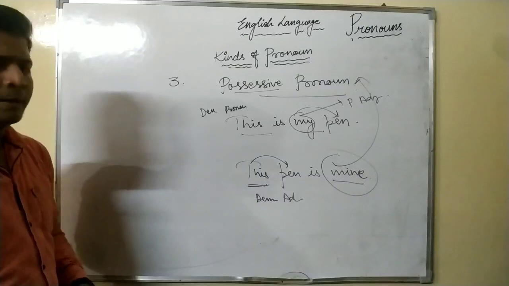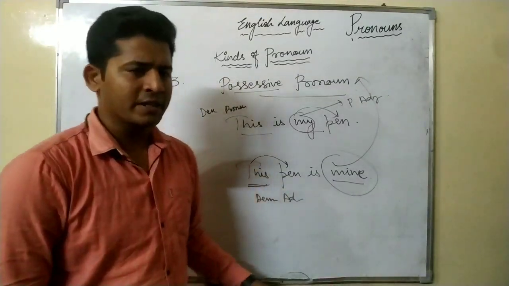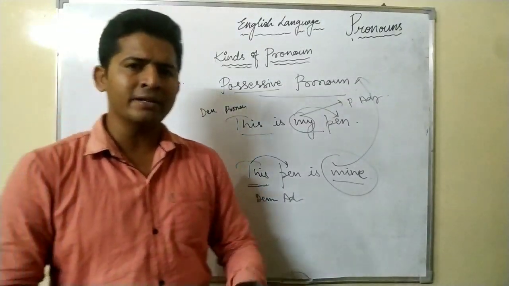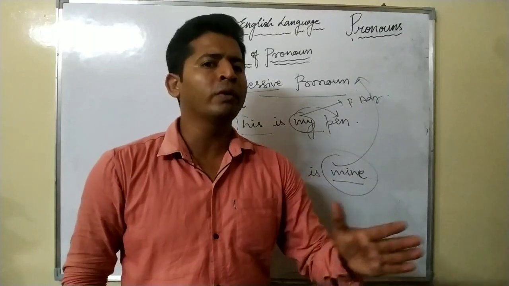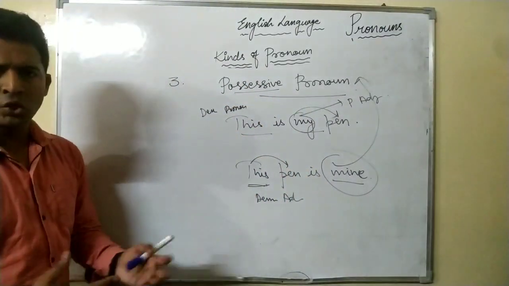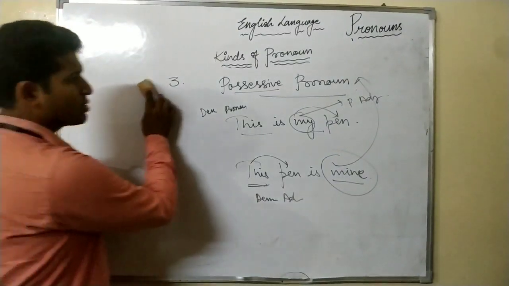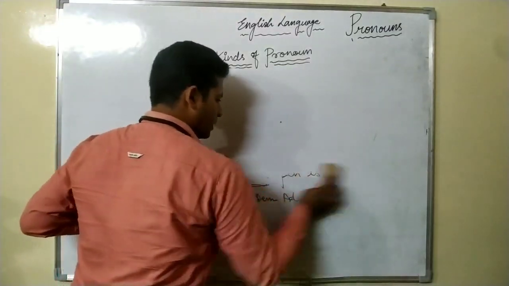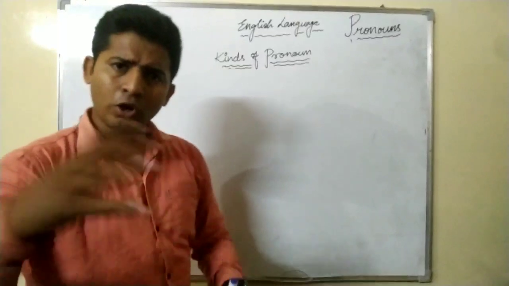I hope it's clear. There is a confusion you will find when you study kinds of adjective and kinds of pronoun. Both the kinds are almost the same. One thing you need to keep in mind is that adjectives always come along with a noun, and a pronoun replaces a noun, so there is no question of coming along with a noun. So this was the third kind of pronoun. We'll discuss one more kind, and there are a total of 8 kinds of pronoun. We'll discuss 4 in this session, then 4 in the next session.